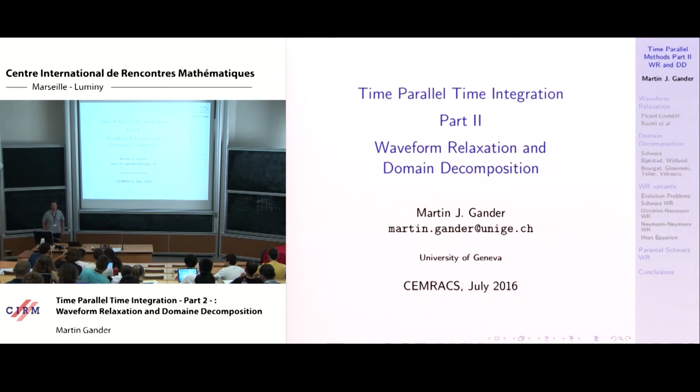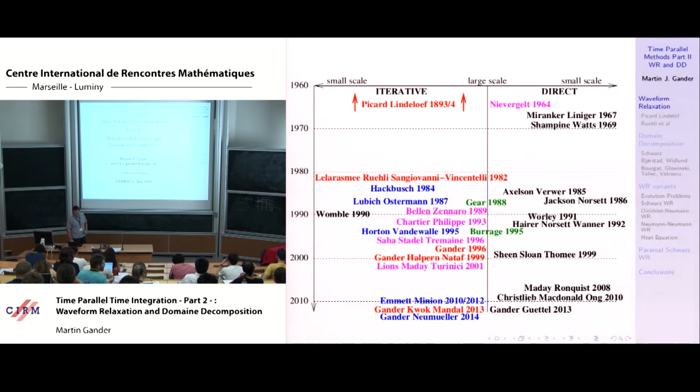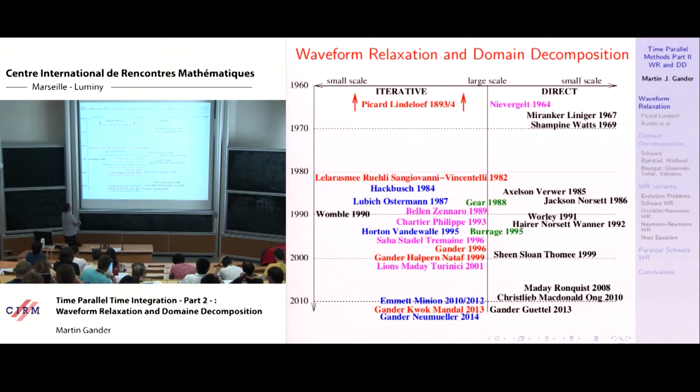So I will start the second lecture. The second lecture is about waveform relaxation and domain decomposition. You've seen already in the first lecture that waveform relaxation appeared as a name. So this is a lecture about the red track, waveform relaxation and domain decomposition.